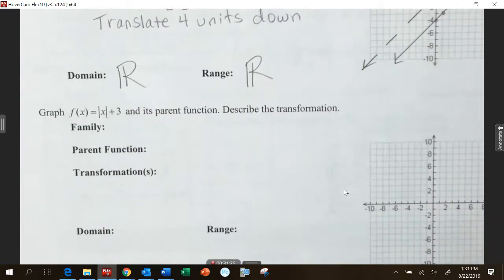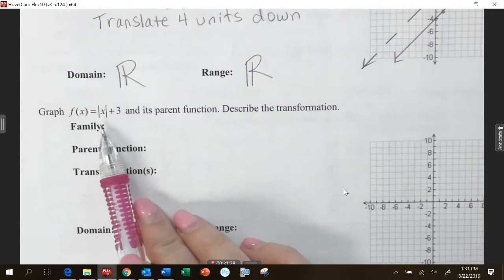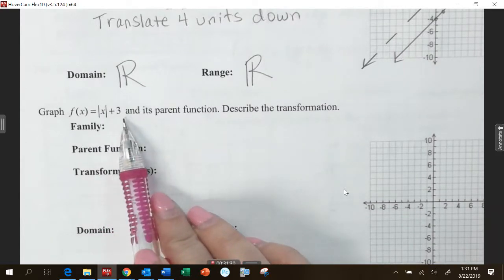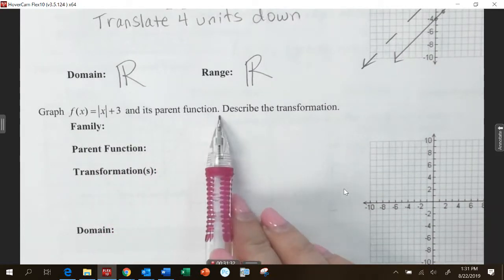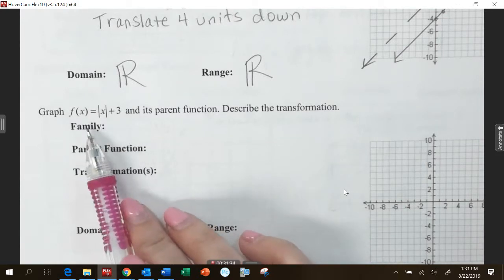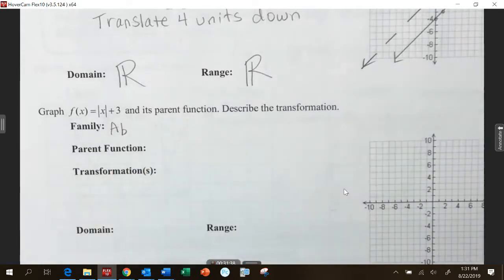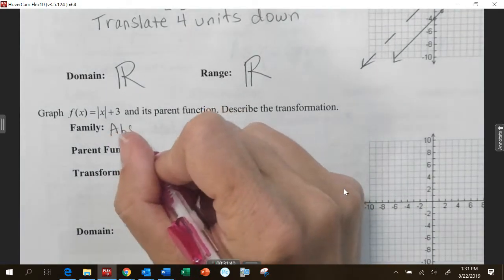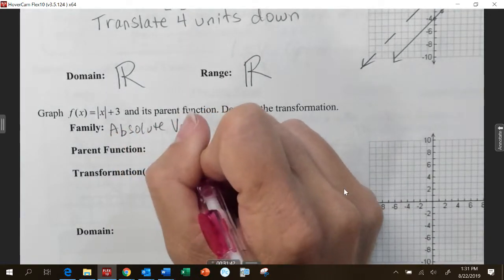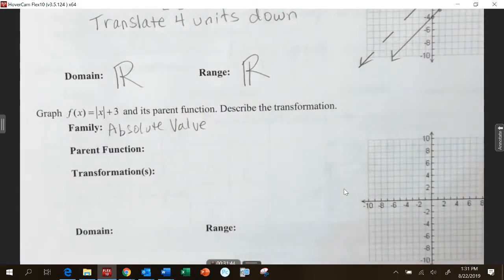So here's a new one. F of x equals absolute value of x plus 3. And we have to figure out its parent function. What family does this belong to? Absolute value. How did you know that? I don't see a V. Because you said absolute value. Mm-hmm. You'd think that would be a hint.